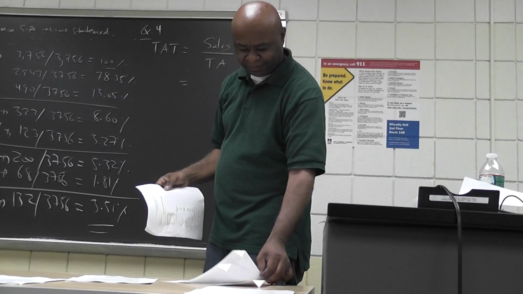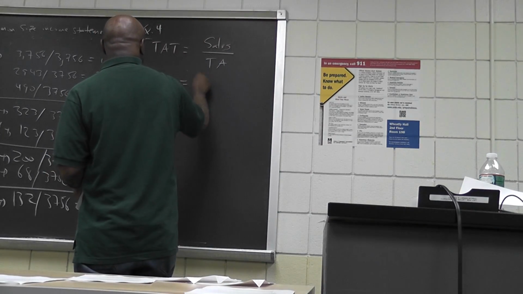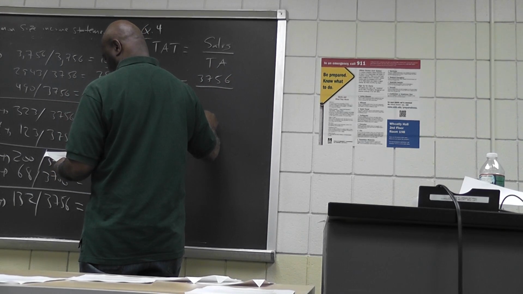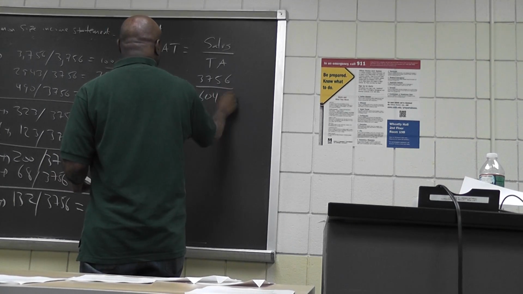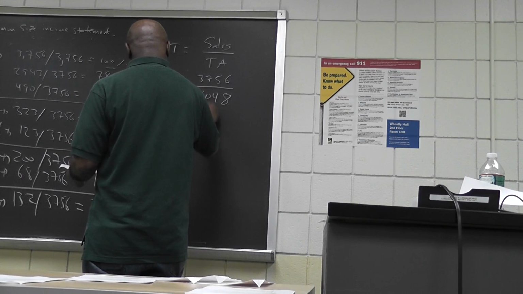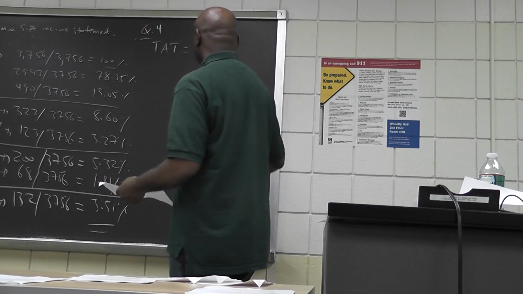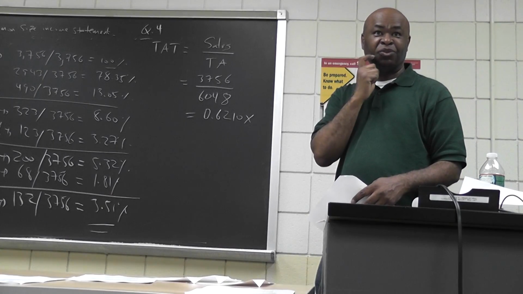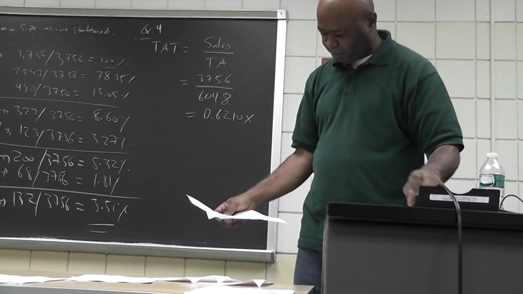3,756 over total assets, 6,048. So 6,048, and then what do we get? 0.6210, and then times, right? Is that what you got? Yes. And then times, do not forget the unit.